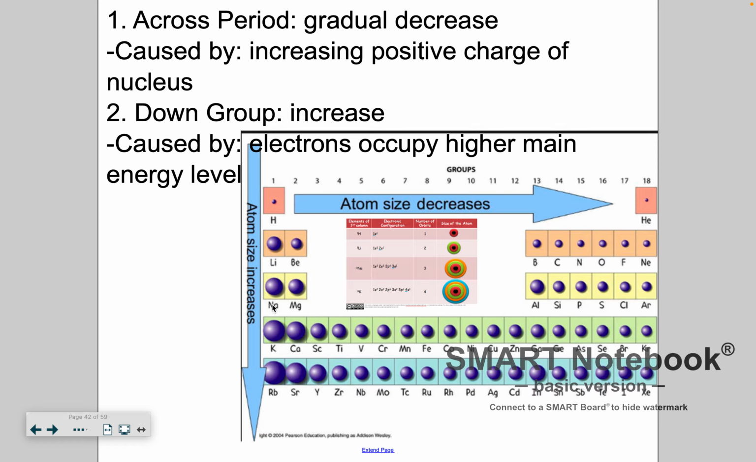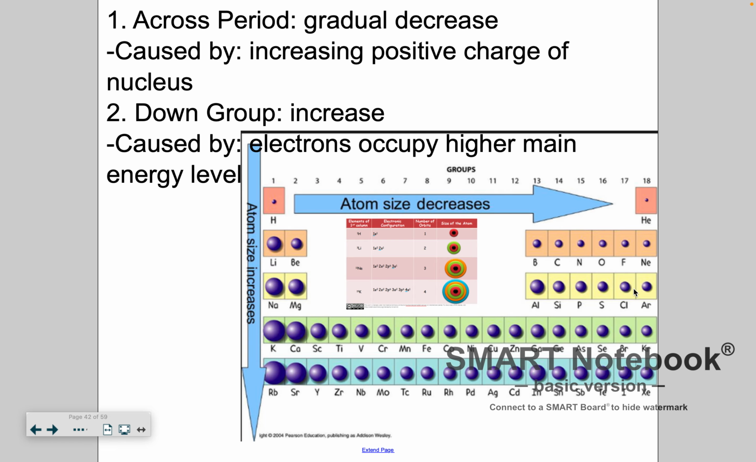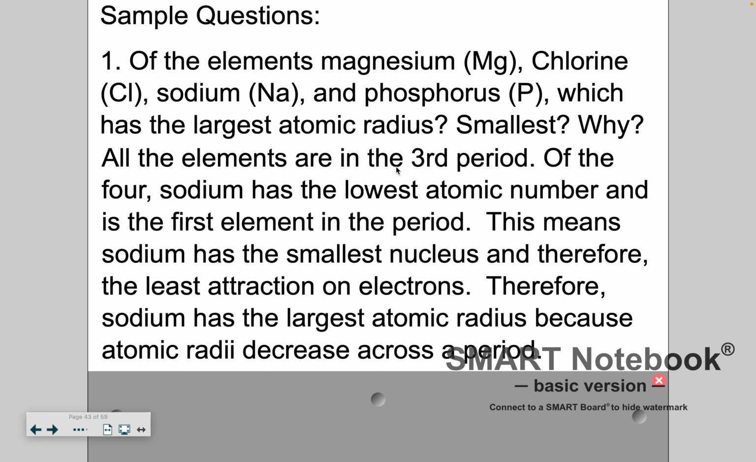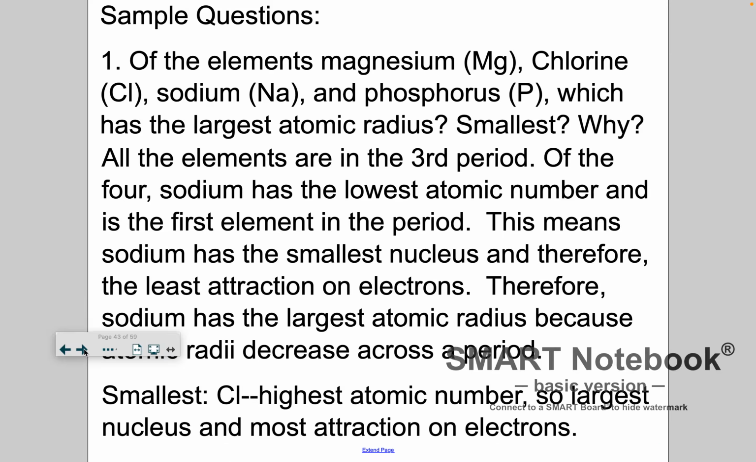Because it's the furthest down the groups, and the most left element where it's the greatest, because if you move across, it decreases. Which is the smallest? So the smallest would probably be chlorine, because it's the furthest on the period, like across the row. So we'll say furthest right, smallest is chlorine, so largest is sodium. Okay, great, we answered it.